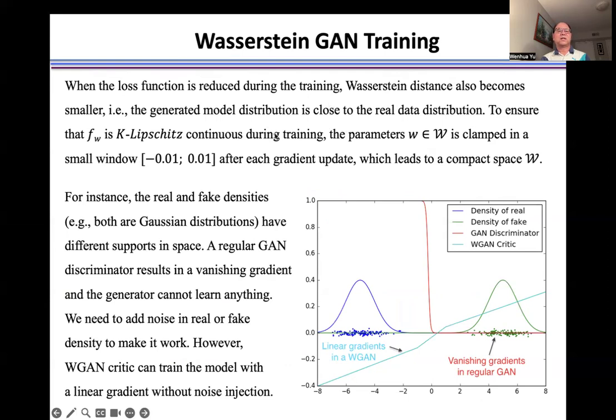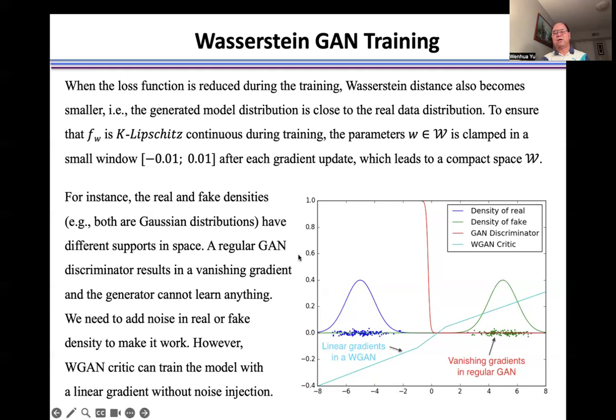To ensure that fw is K-Lipschitz continuous during training, the parameters w are clamped in a small window after each gradient update, which leads to a compact space. For instance, the real and fake densities, both Gaussian distributions, have different supporting spaces, namely they don't have overlap in space.